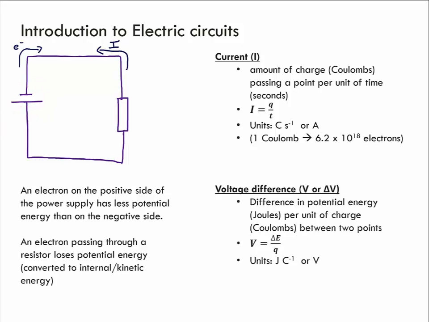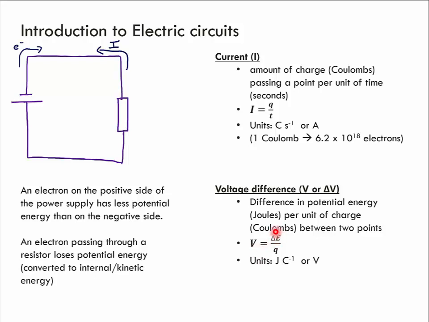Now this leads us to define something called voltage difference or potential difference. Now, voltage difference or potential difference has the symbol V, or sometimes delta V, because it's a difference. It's the difference in potential energy, measured in joules, per unit of charge, which is measured in coulombs, between 2 points. So it's always comparing one point to another, say on either side of a load or on one side or the other of the power supply itself.